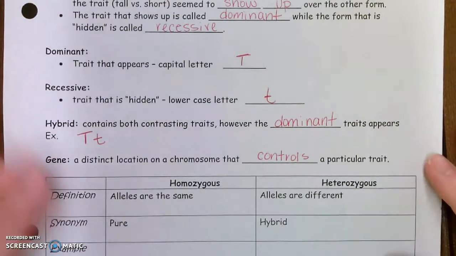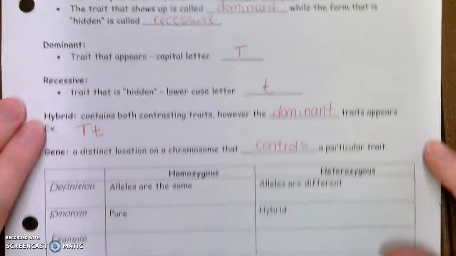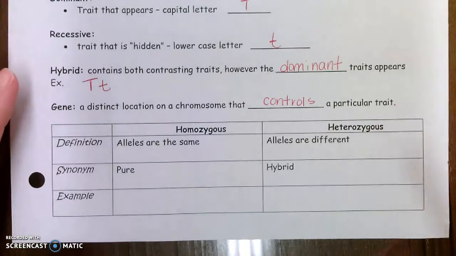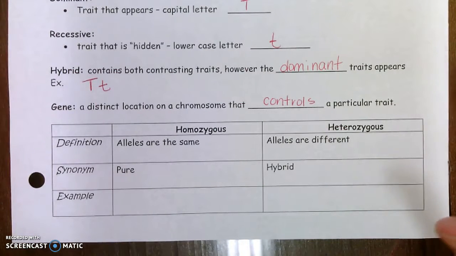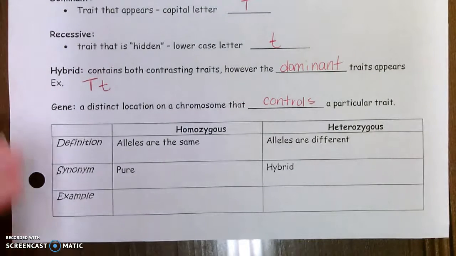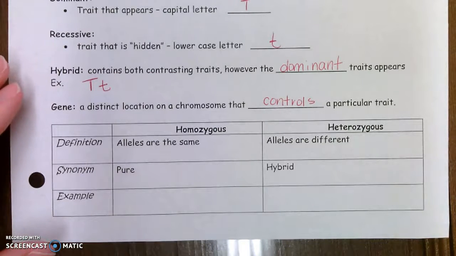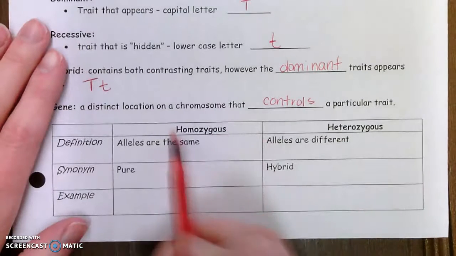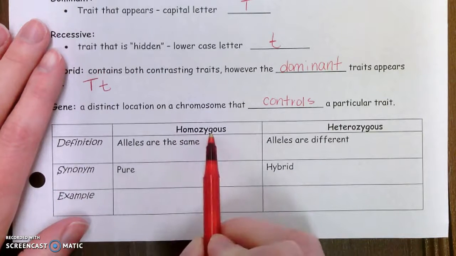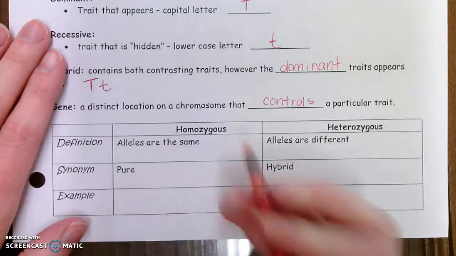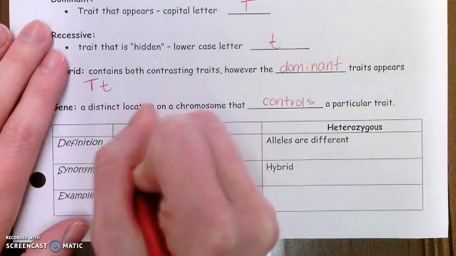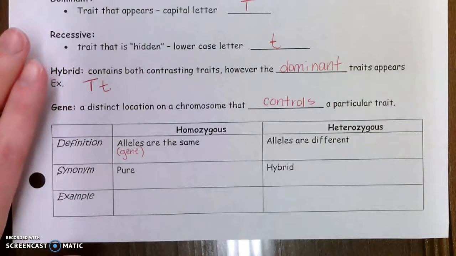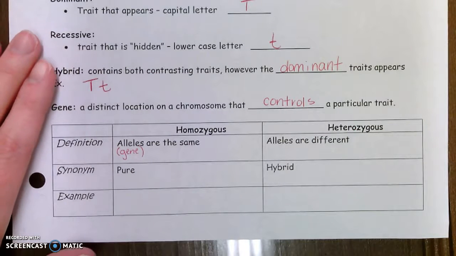Okay, and now we're going to talk about some new definitions or terms. So as we talk about genes and we do crosses between different organisms to see what their offspring could be like, the terms homozygous and heterozygous come up a lot. So in terms of homozygous traits, okay, these are alleles that are the same. Alleles you can think of as genes. Okay, they're sort of interchangeable at this point.